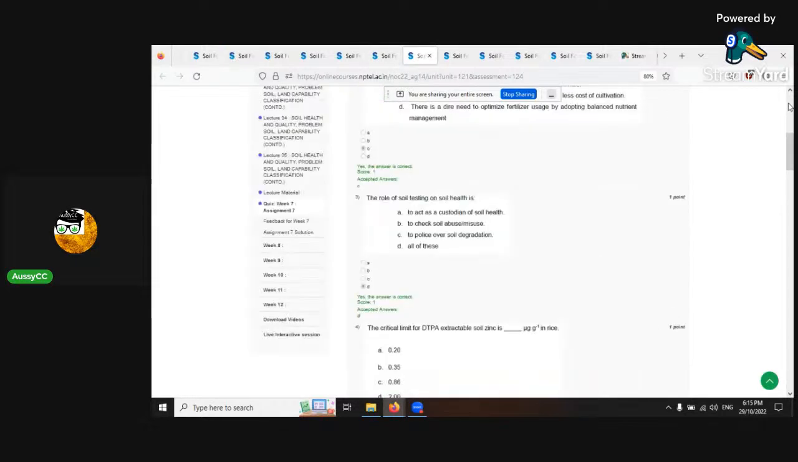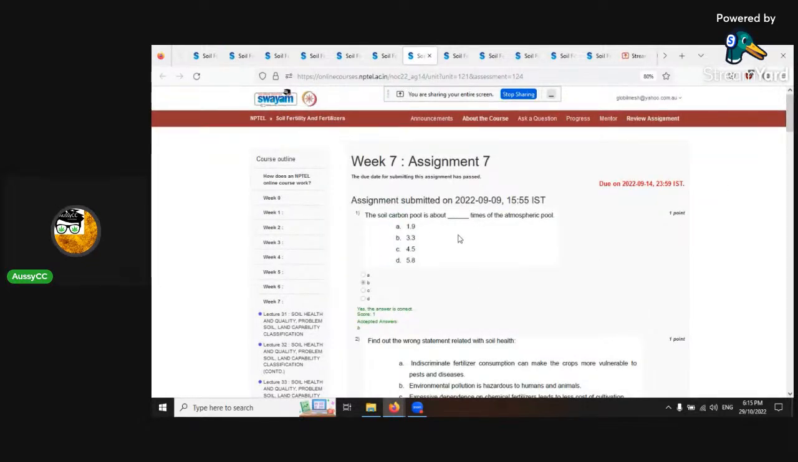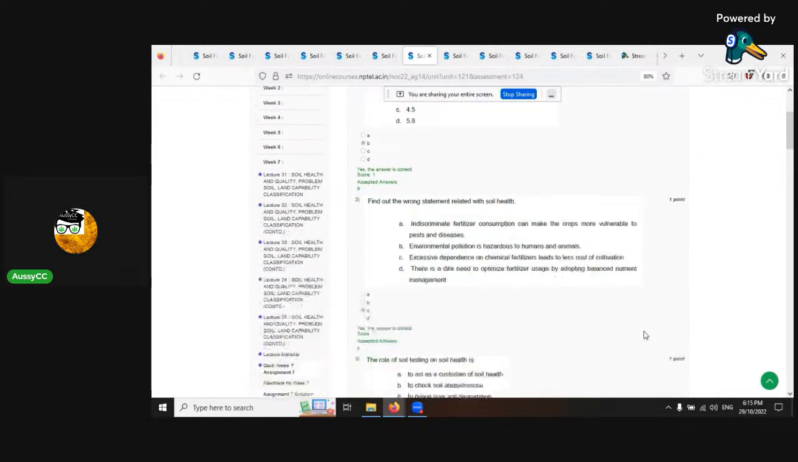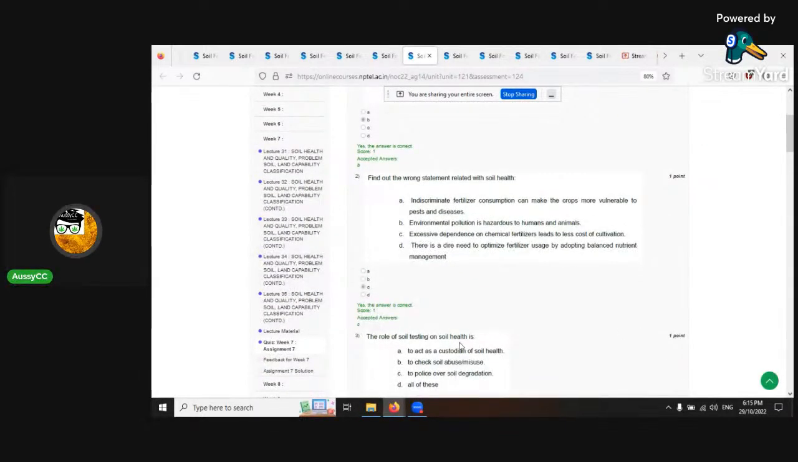Next. Flying through them. Soil carbon pools 3.3 times the atmospheric pool. Find out what's wrong with the statement of soils. Excessive dependence on chemicals leads to less cost of cultivation. That's just bad. The role of soil testing is to check, to police over everything.